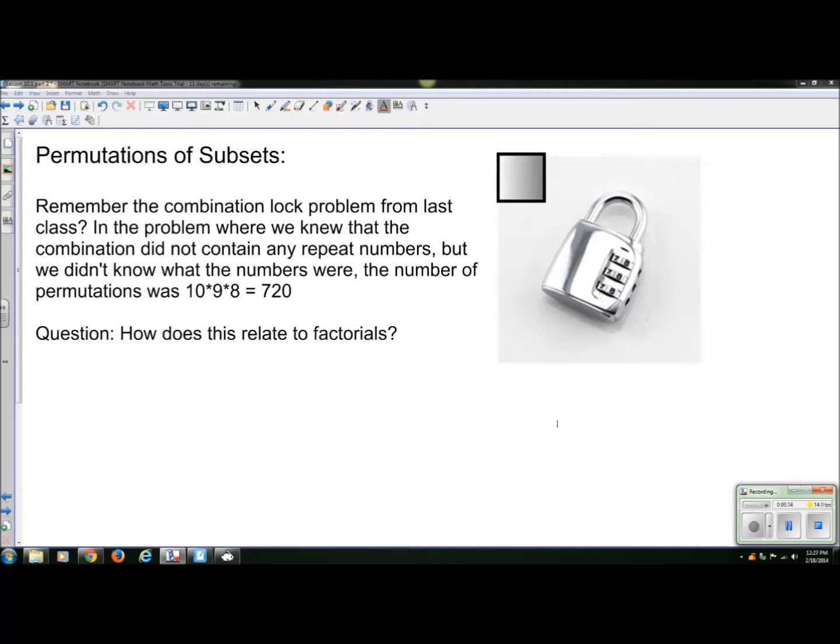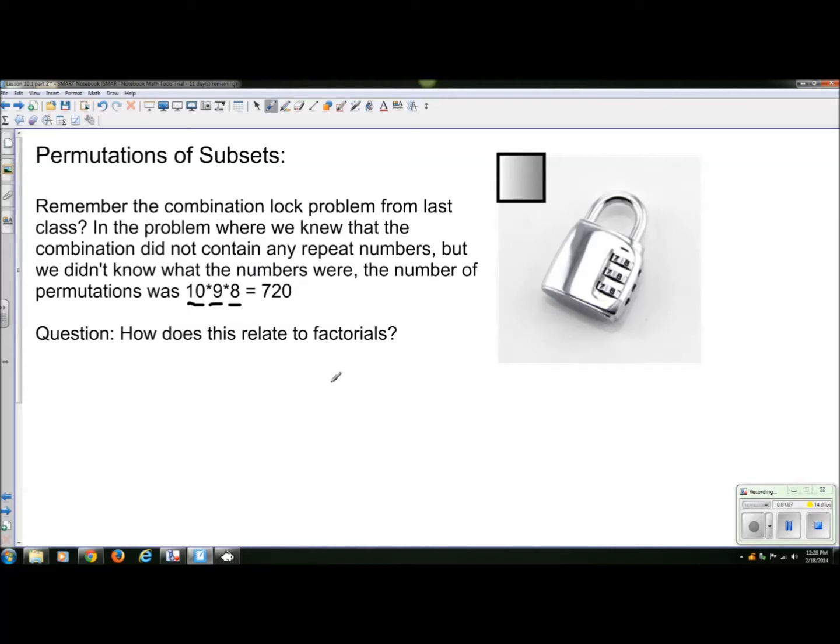And so what we did was we said, well, our first wheel has 10 different ways that we can choose a number for it. But once I've chosen that number, when I go on to the second wheel, I can't choose the number again because there would be a repeat. And so there's only 9 ways to do that. When I get to the third wheel, I can't choose either of the numbers that I've just chosen, so there's 8 different possibilities there. And so by the fundamental principle of counting, I multiply those 3 events together, those 3 different wheels, and I get 720 different ways to do it.